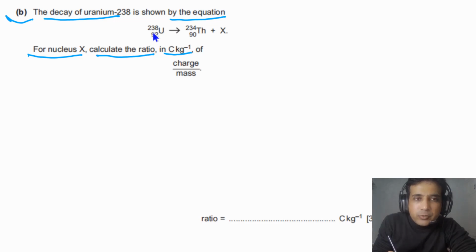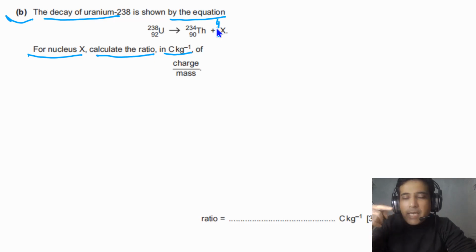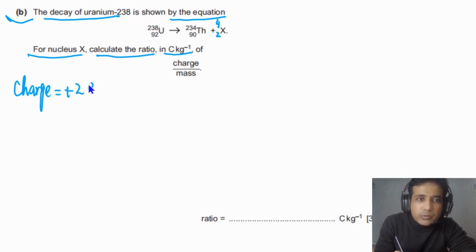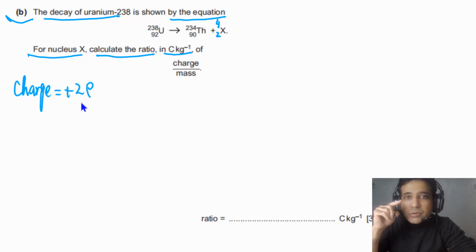Here we have proton number 92, and here we have 90. So the proton number of this nucleus is 2. And if you look at the mass number, the mass number of this one has to be 4. So simply this is an alpha particle, or you can say this is a helium nucleus. So we can write down the charge on this nucleus. First of all, the charge will be equal to plus 2 times E, and E is the charge on a single electron.